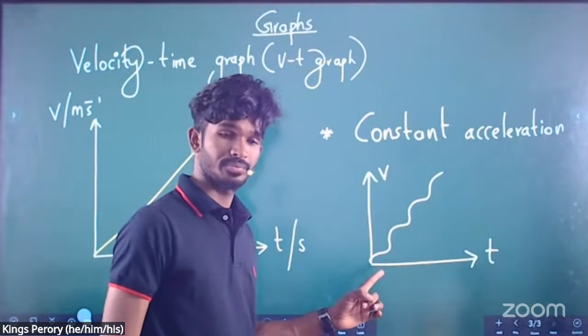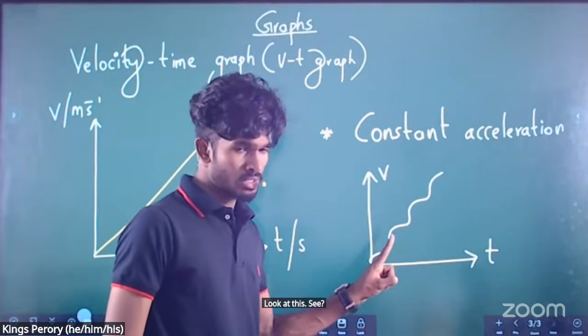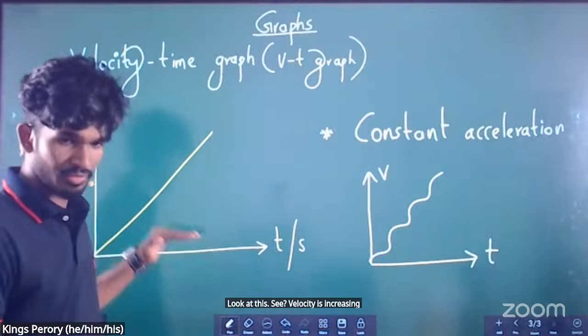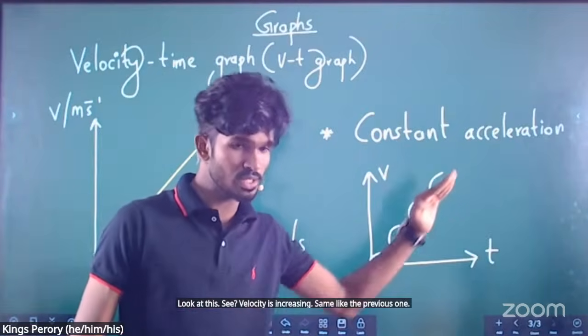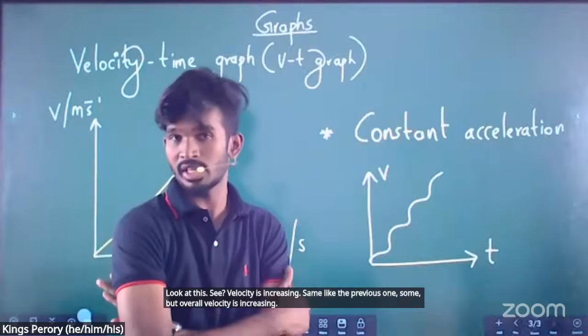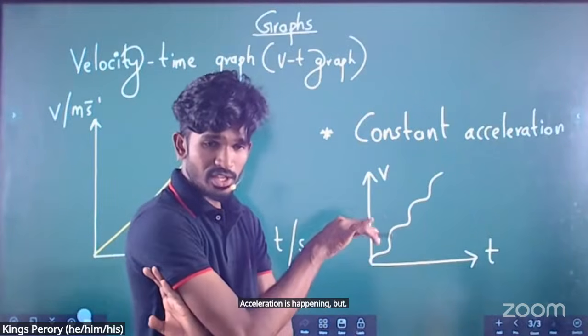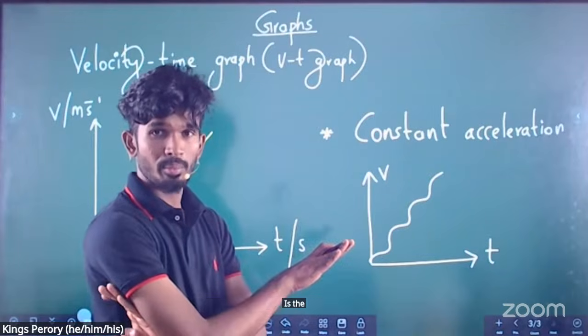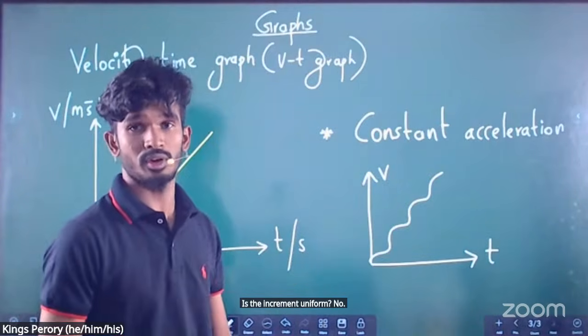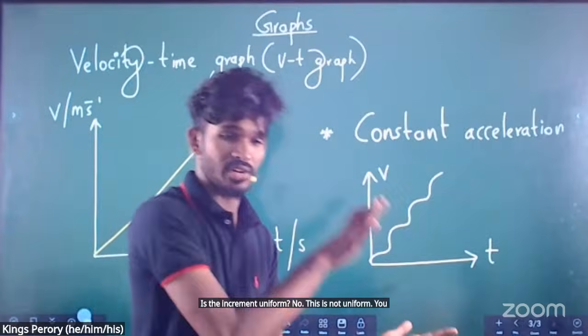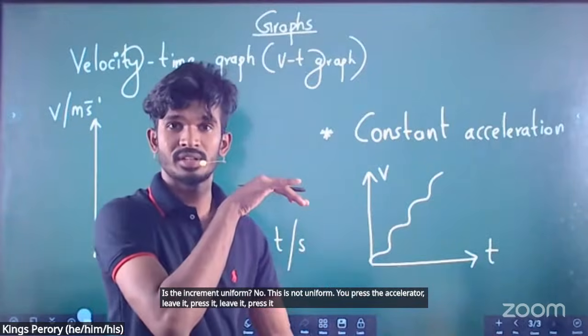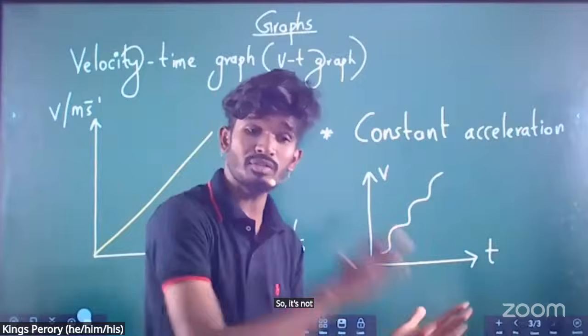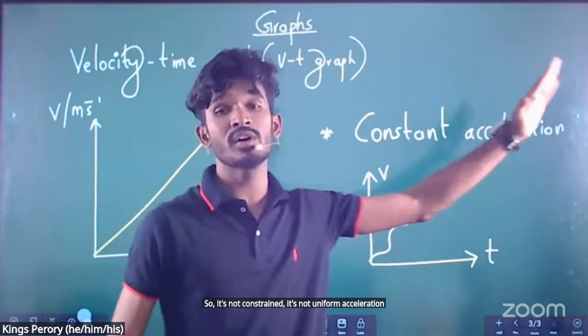Look at this. See, velocity is increasing. Same like the previous one, somewhat overall velocity is increasing. Acceleration is happening. But is it increasing uniformly? Is the increment uniform? No. This is non-uniform. You press the accelerator, leave it, press it, leave it, press it, leave it. So it's not constant, it's not uniform acceleration, but there is an overall acceleration.